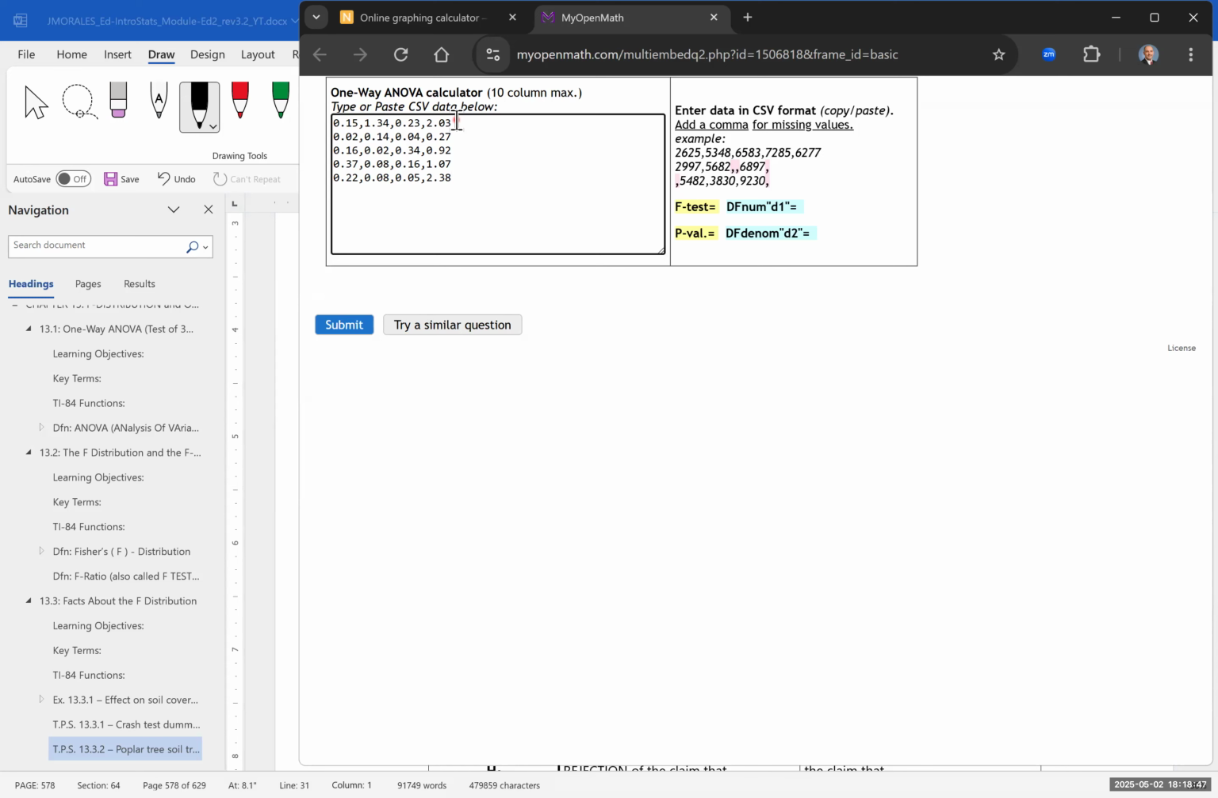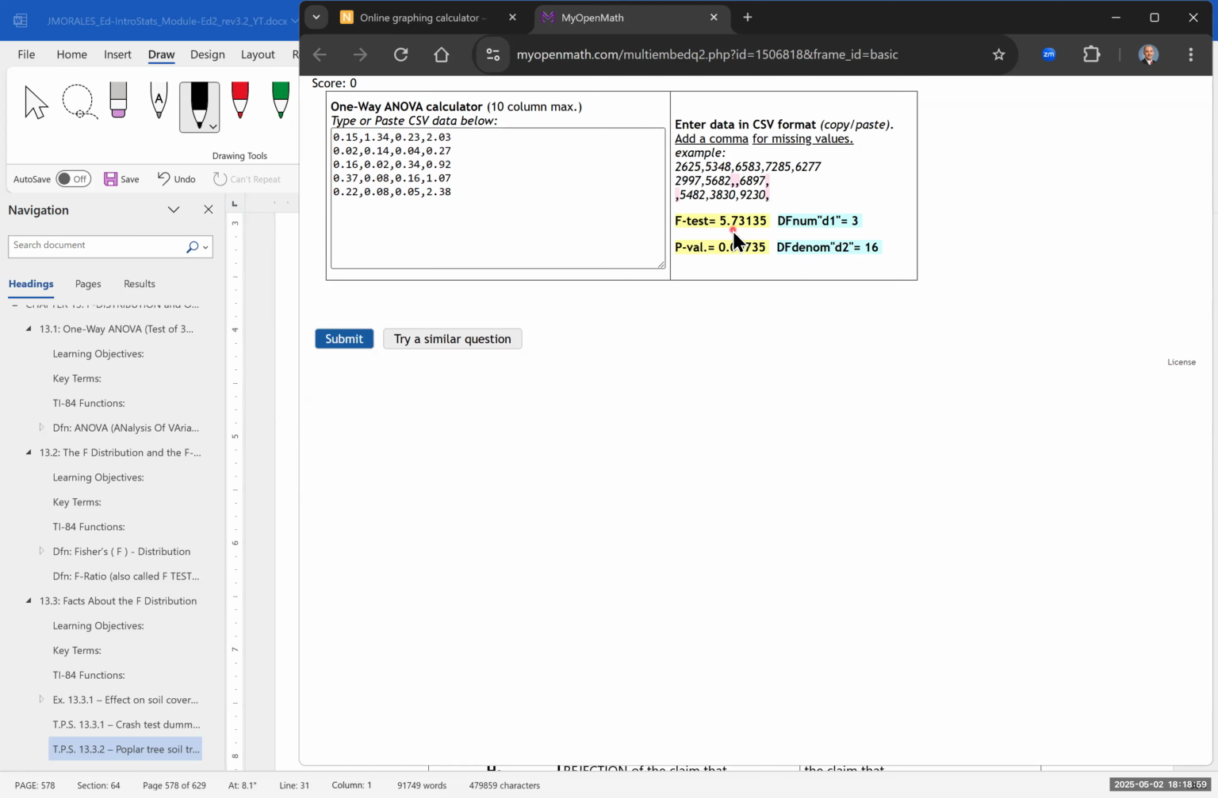And at the end of the last column, I hit enter to go to the next line, and I entered the second row, comma, enter in the third row, comma separated. So now I can just hit submit, and we get a test statistic of 5.73, p-value of 0.007, degrees of freedom of the numerator of 3, and degrees of freedom of the denominator 16. I put this D1 and D2 because that's what it says in the NumWorks calculator.